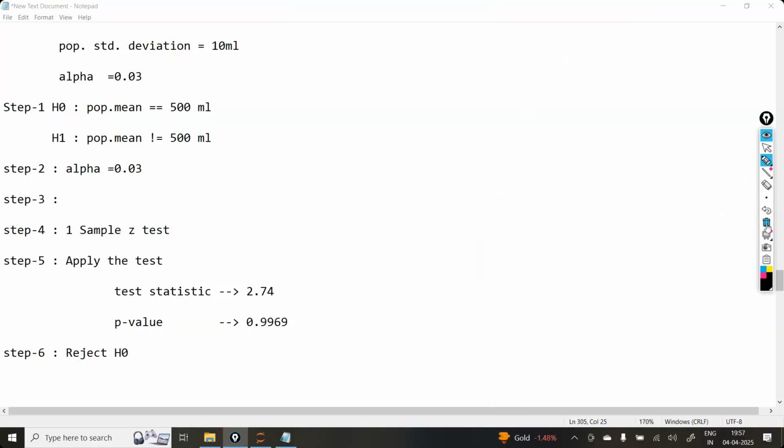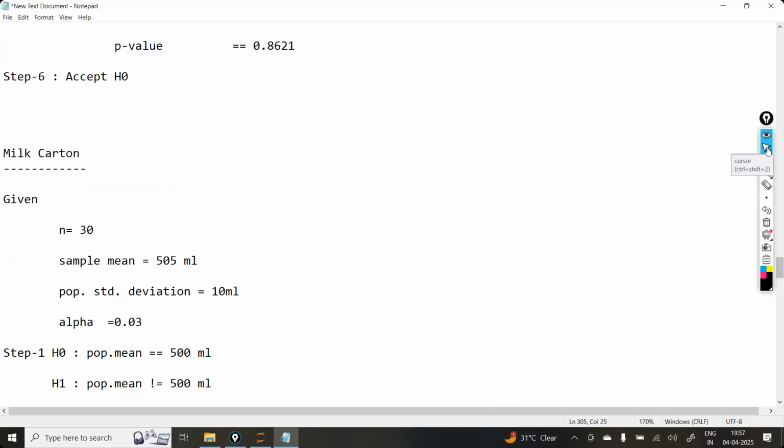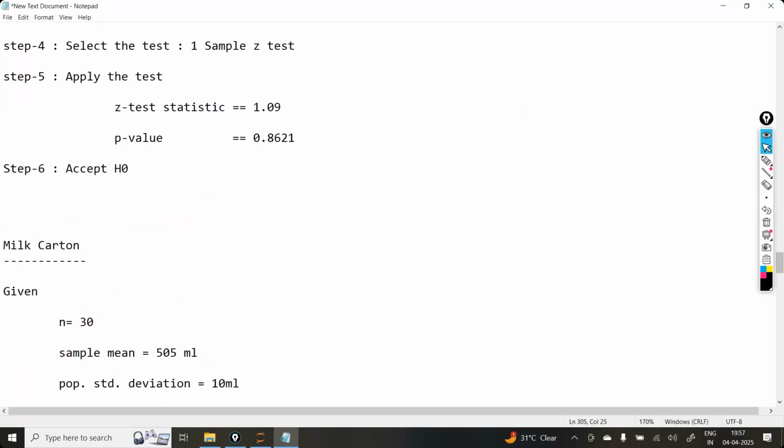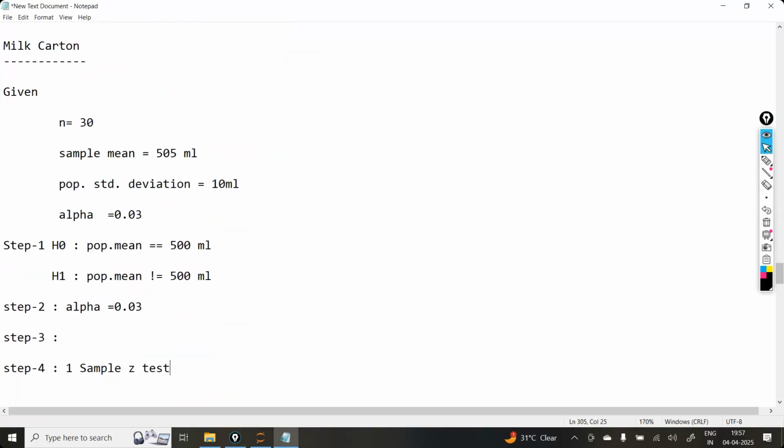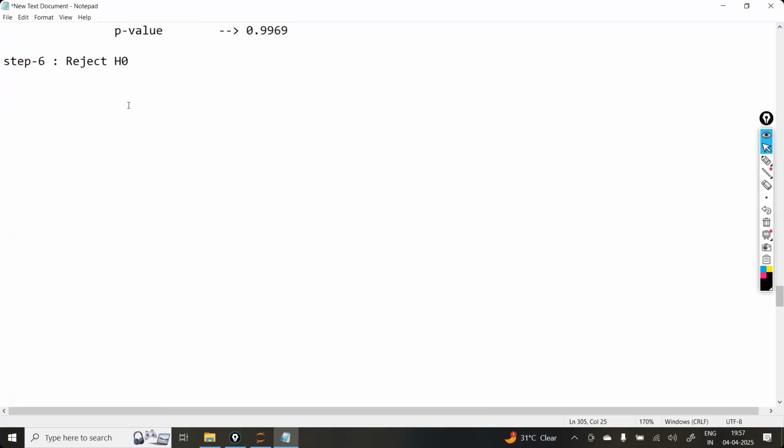Now let's try one more example. Now you have to do it in front, instantly. The example name is Kinley. I am giving the values. The number of samples collected is 25. Now you have to complete everything yourself. 25 bottles are collected randomly.